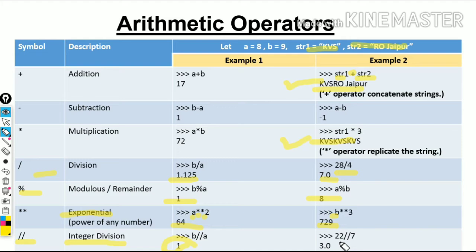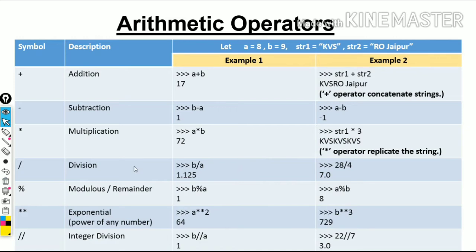Take another example, 22 integer division by 7. The answer will be 3 point something, but in case of integer division it will give only the integer value, that means a whole number. These are the arithmetic operators.